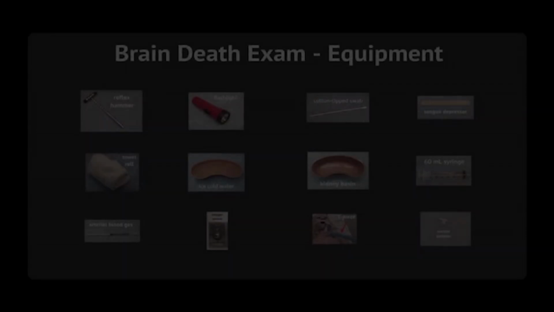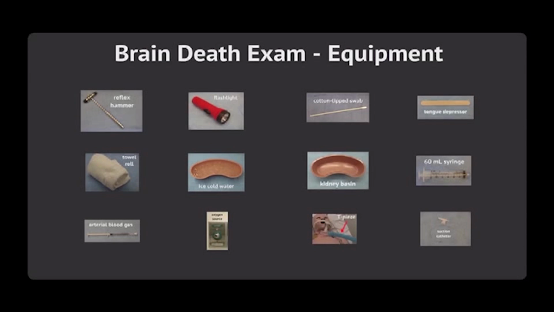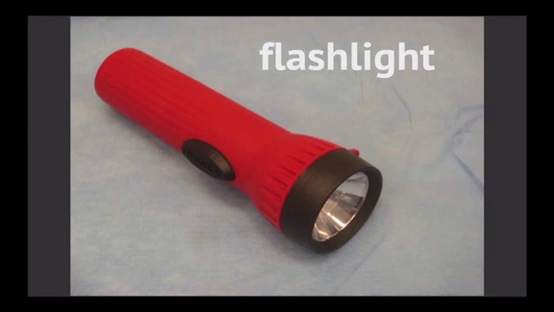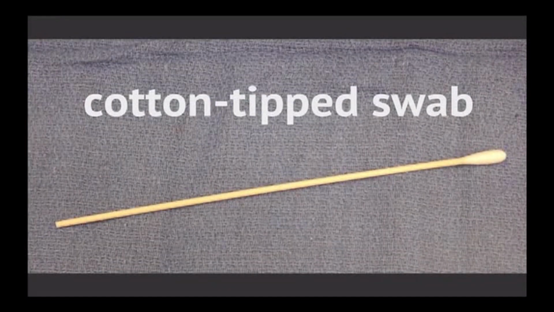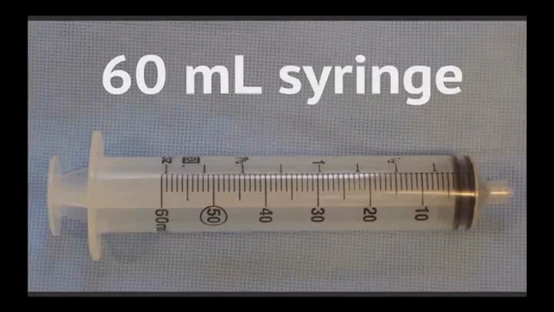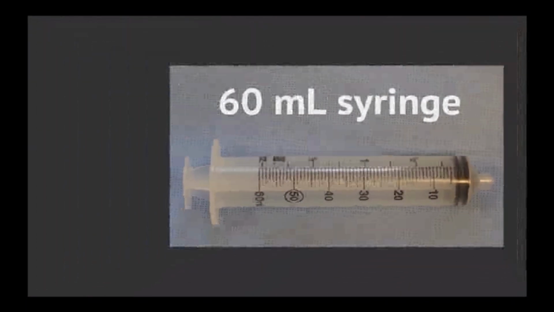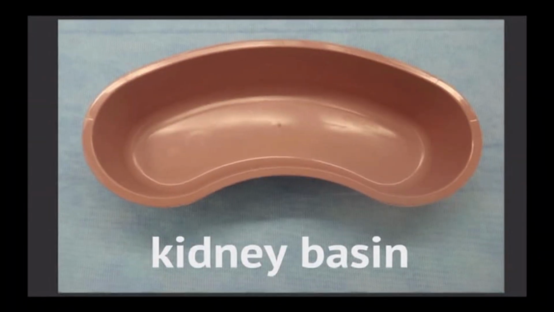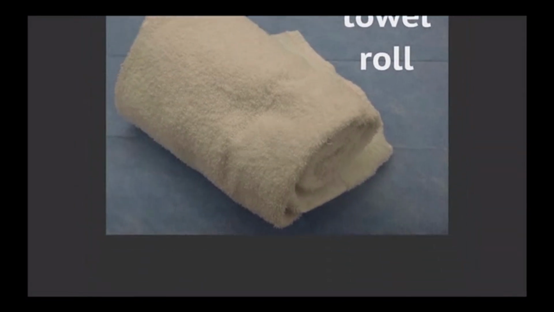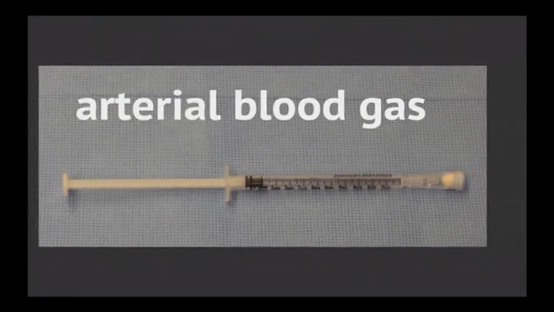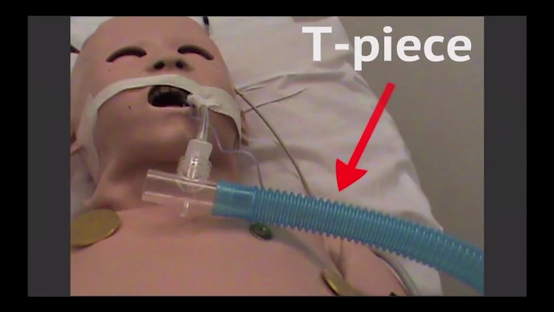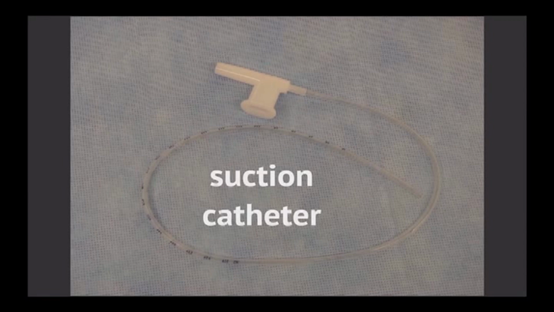Equipment. You will need the following equipment to perform the procedure: reflex hammer, flashlight, cotton-tipped swab, tongue depressor, 60 milliliter syringe, kidney basin, ice-cold water, towel roll, arterial blood gas, oxygen source, T-piece, suction catheter.